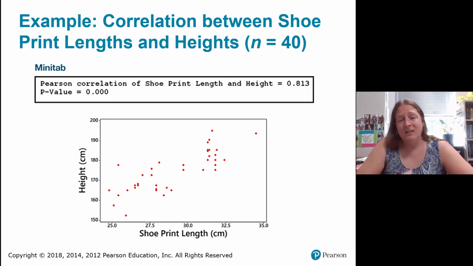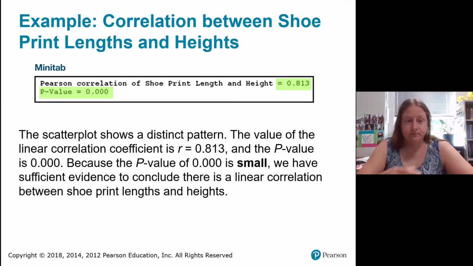So this is a very small p-value, which means that the probability that this happens just by chance is very, very low. So our p-value of 0.000 is going to support the idea that there is a linear correlation between shoe print lengths and heights.